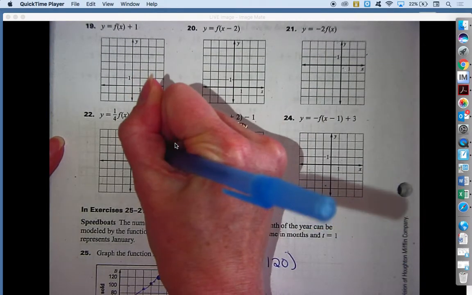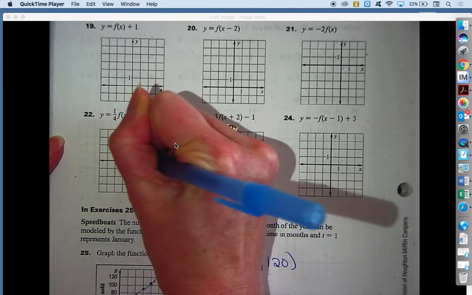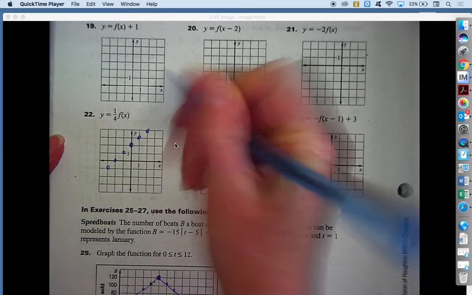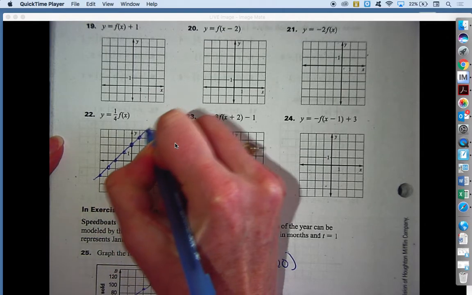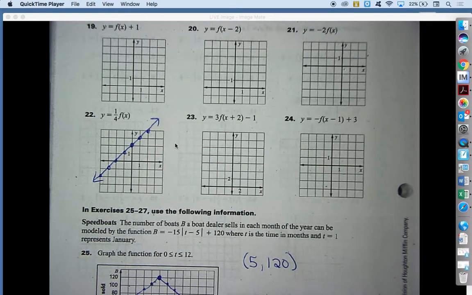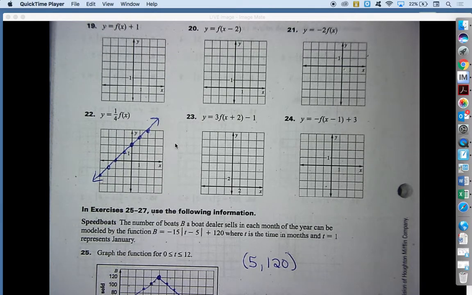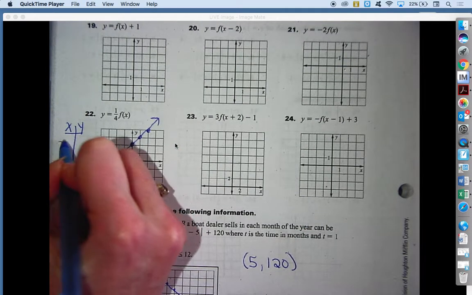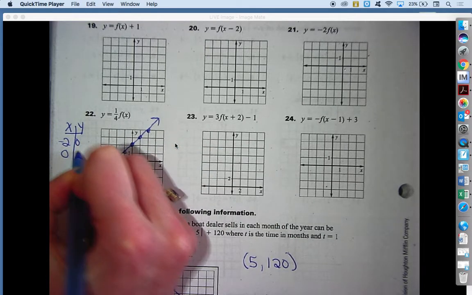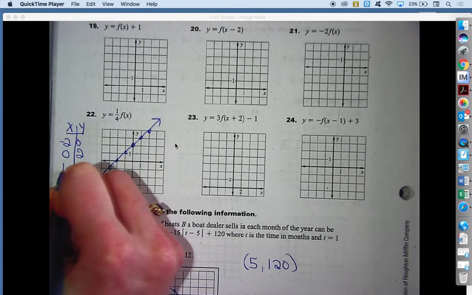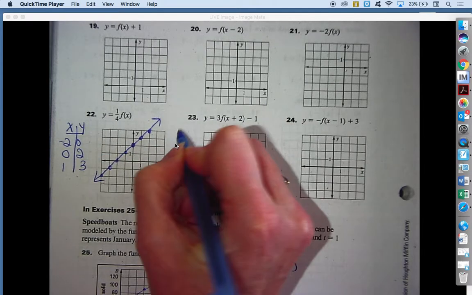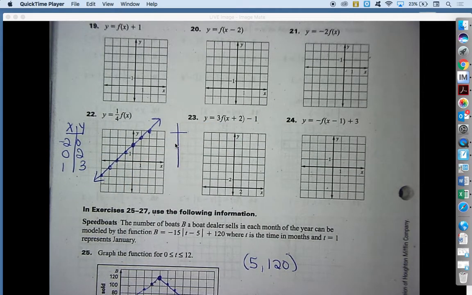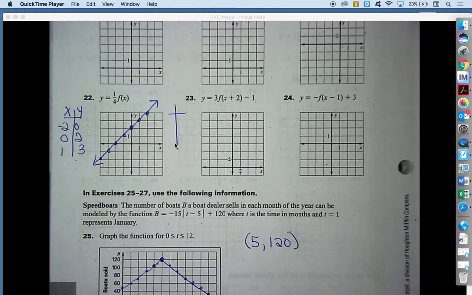I'll draw my original line. So the original line started at positive 2 on the y-axis, had a slope of 1. So here's our original graph. And we'll make a t-chart, just picking a couple of points. So I could choose negative 2, 0, 1 in the middle, and maybe 1, 3. So Grace, what does the 1/4 do to the graph?